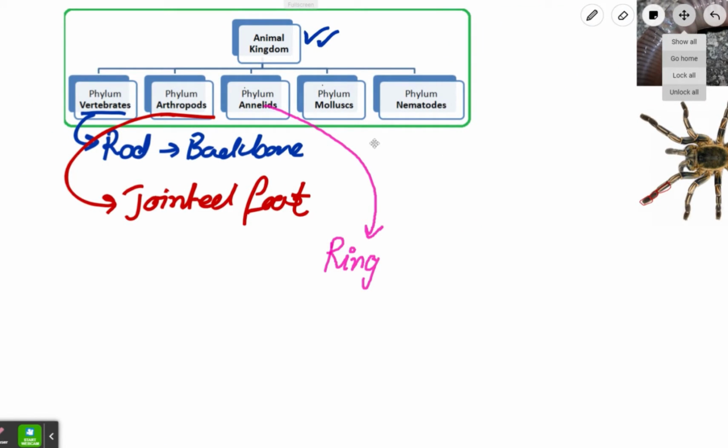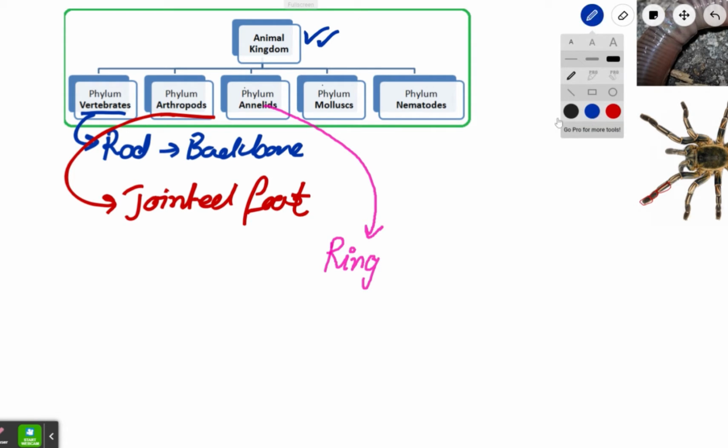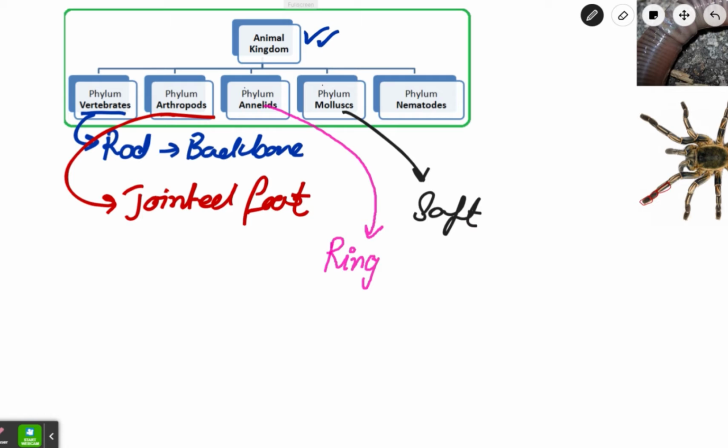Now the next one is phylum molluscus. What does the word molluscus mean? Molluscus means soft. What does that mean, soft? This means the organisms over here have a spongy-like structure or soft body structures on some of the parts, not the whole. One example is snail, or octopus. If you see, they have spongy heads, so molluscus means soft. Nematodes mean thread-like structure, like thread, you could say. So these are organisms which look like thread, such as threadworms.